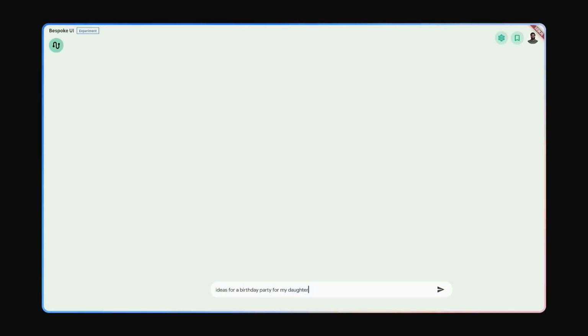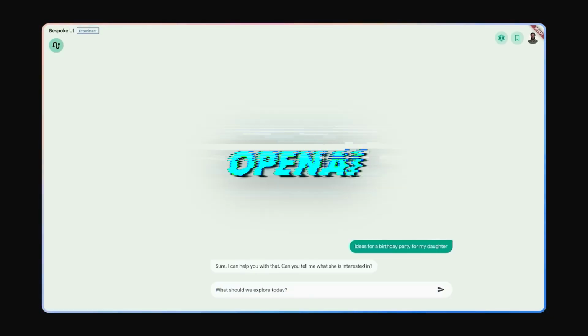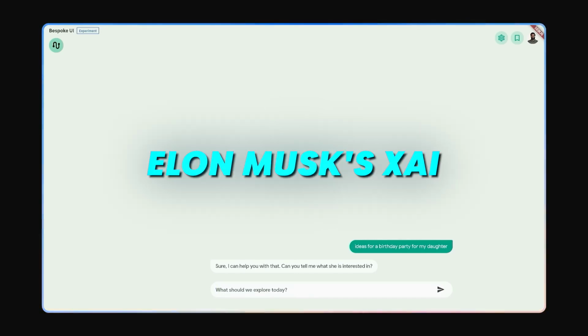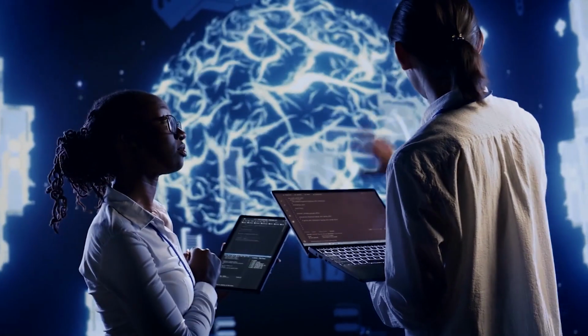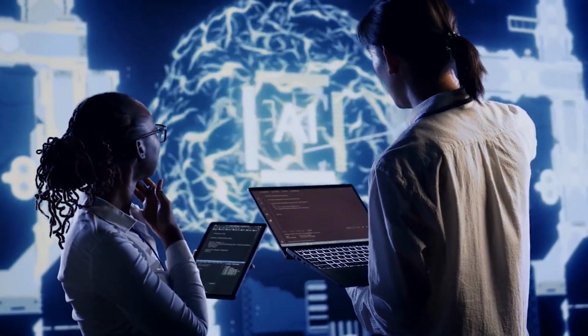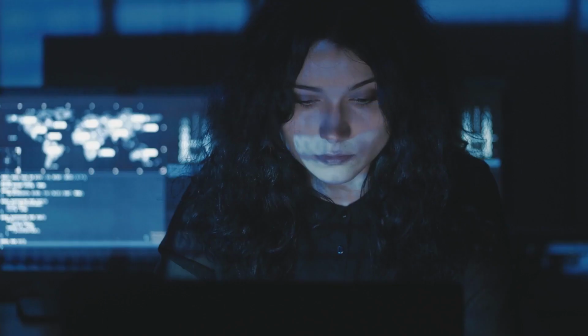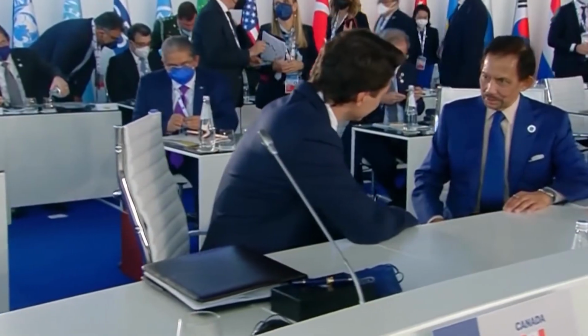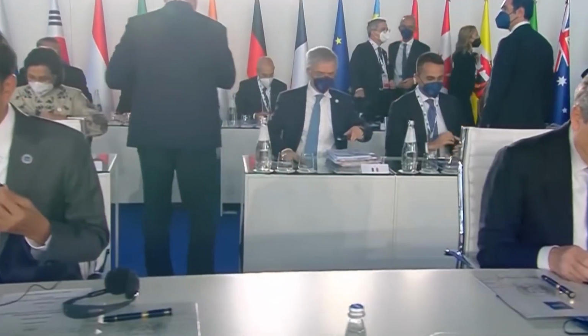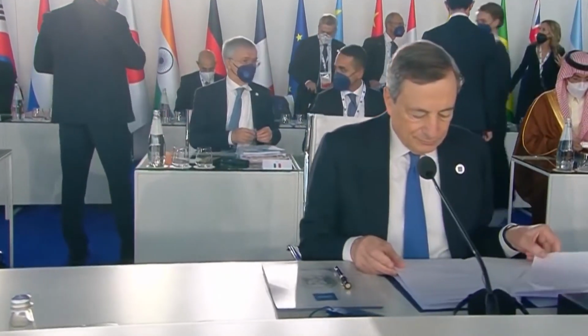But let's remember the competitive landscape. With companies like OpenAI, Meta, Tesla, and Elon Musk's xAI in the mix, the race for AI supremacy is heating up. And with this rapid evolution comes a crucial question. How do we ensure the safe development of such powerful technologies? Governments worldwide grapple with this, striving to balance innovation with responsible governance.